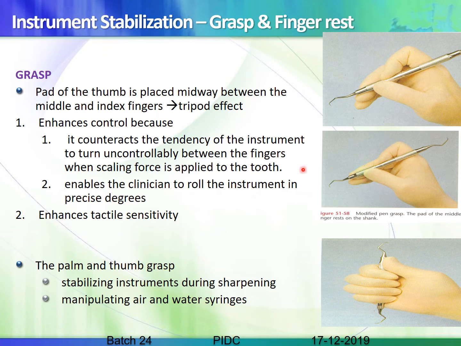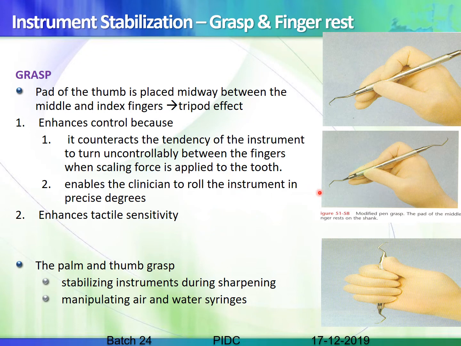This is very important because it enhances control and enhances tactile sensitivity. It enhances control because it counteracts the tendency of the instrument to turn uncontrollably between the fingers when scaling force is applied to the tooth, and this also enables the clinician to roll the instrument in precise degrees.